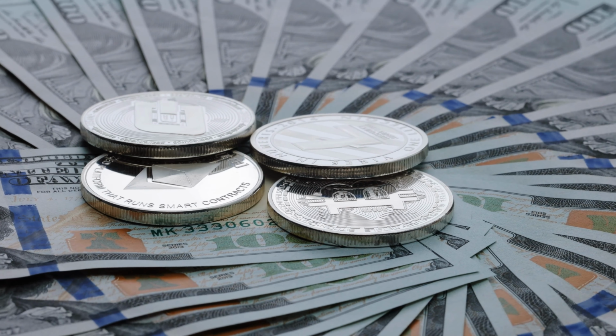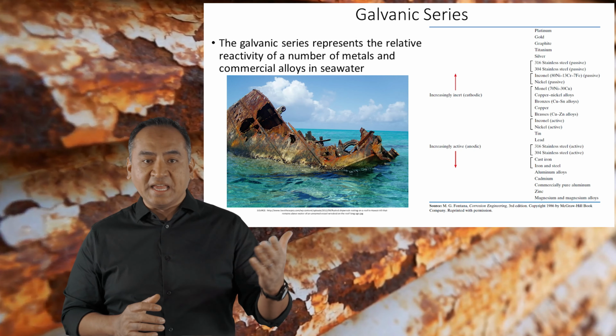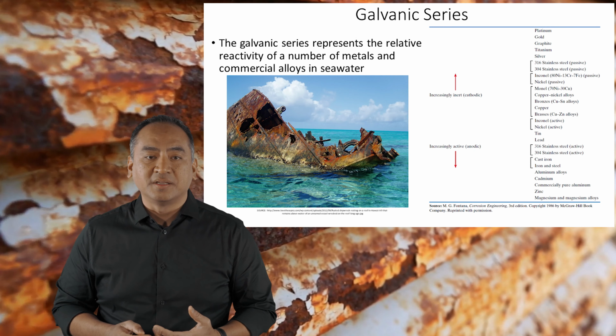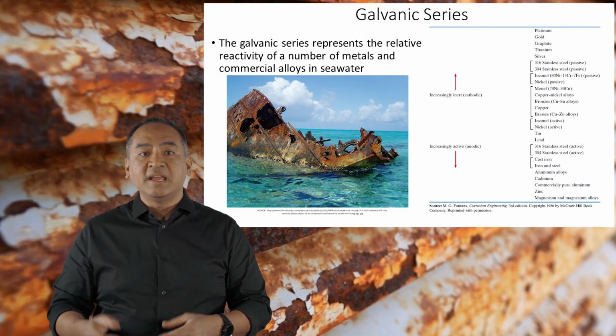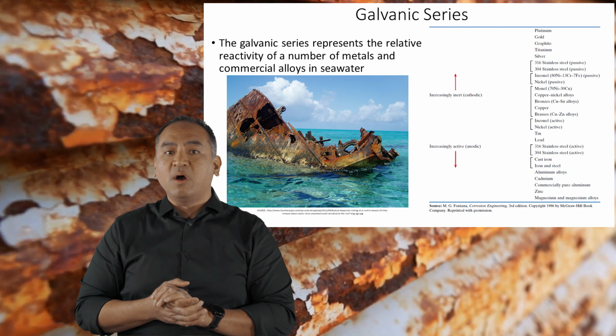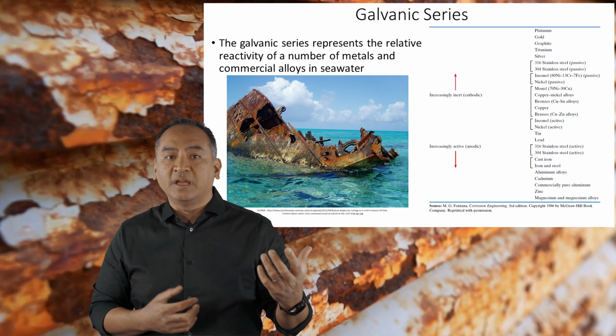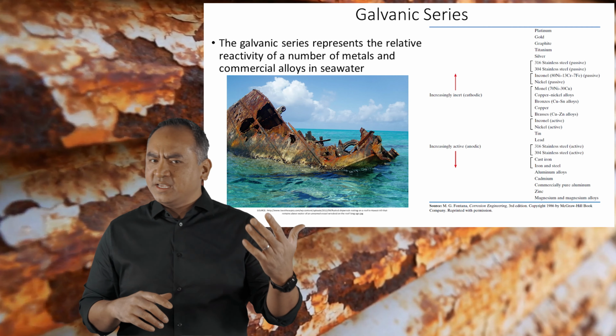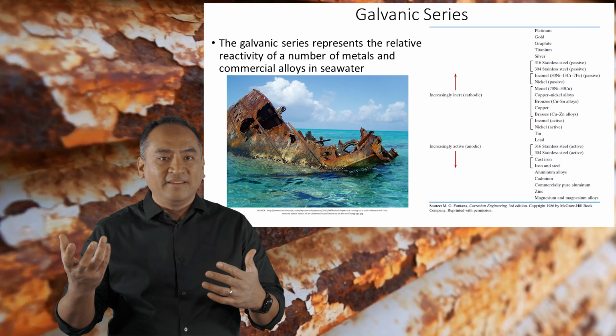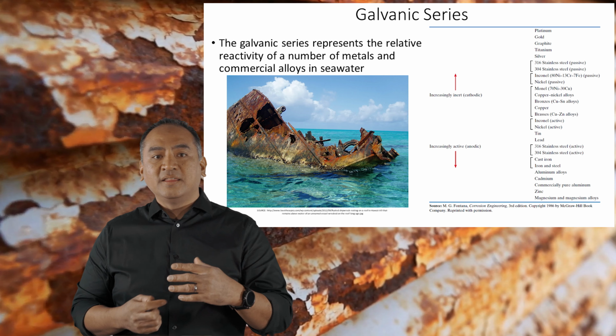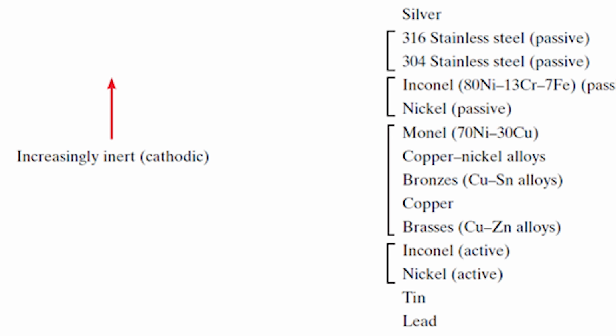For example, silver is located above tin in the galvanic series. If silver is connected to tin and the two metals are immersed in seawater, then tin will corrode and silver will not. If tin is connected to lead and immersed in seawater, then the lead will corrode and the tin will not. This is because tin lies above lead in the galvanic series.